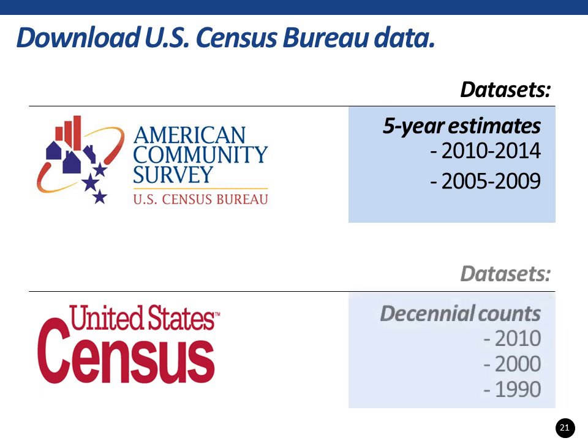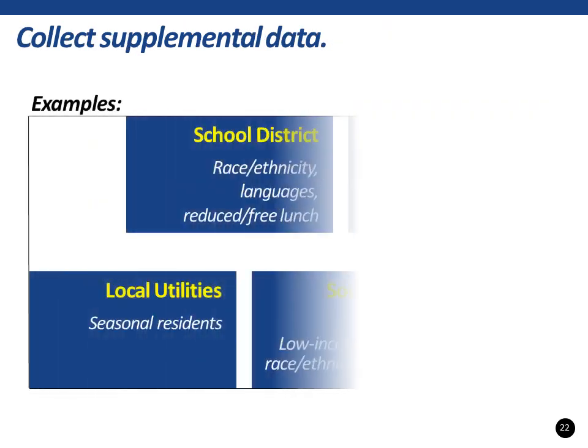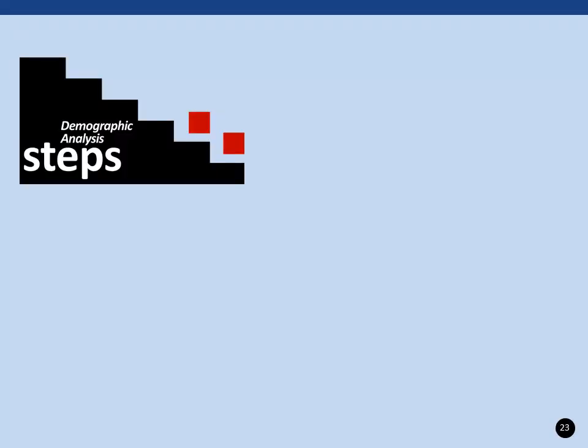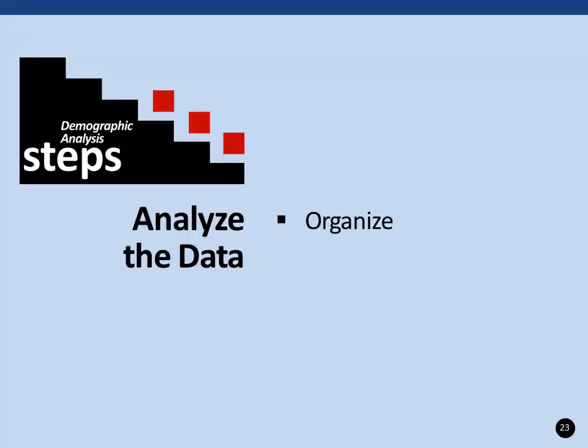Also download the 100% counts from the last 3 U.S. censuses for assessing trends. Collect supplemental data as needed. Learn more about data sources in the Demographic Analysis Data video on the SCE Evaluation Process webpage. After collecting the data we need, we are ready to organize and make sense of the data.